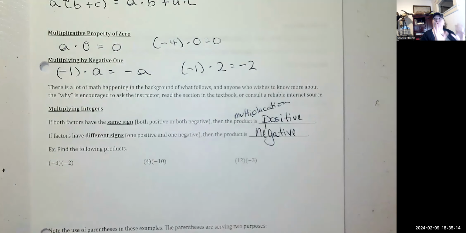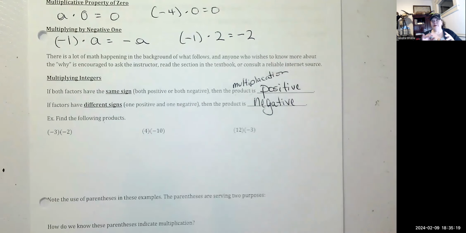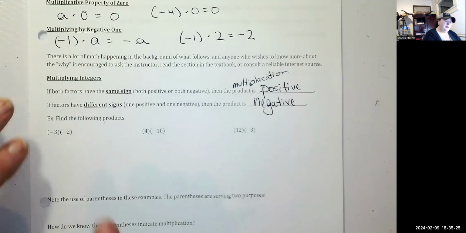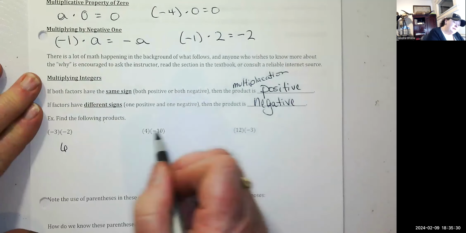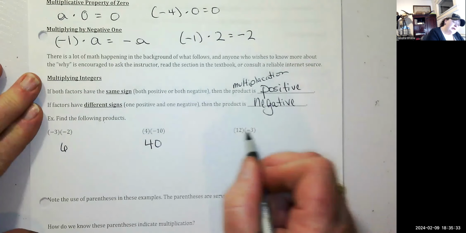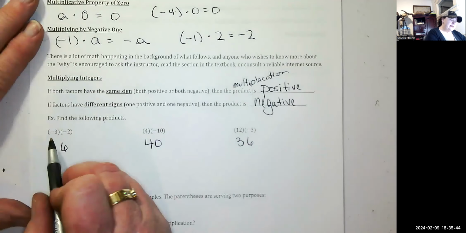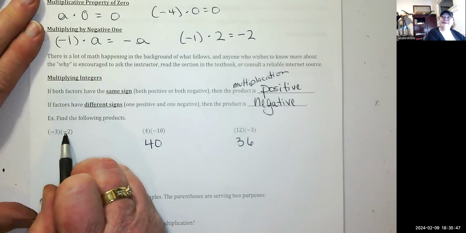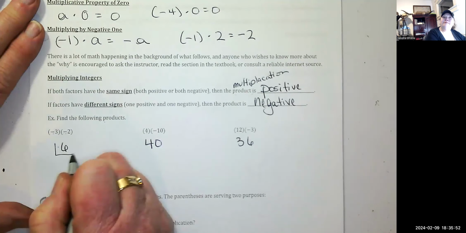All right, so let's do a couple of examples. We're going to find the following products. The first thing I want to do with each one of these is go over what I just said. But first, I'm going to just multiply the 3 times 2. 3 times 2 is 6. 4 times 10 is 40. 12 times 3 is 36. I just wanted to get that out of the way because you know how to do that. What I need you to understand is these two terms have the same sign. Because they have the same sign, the 6 has to be positive.